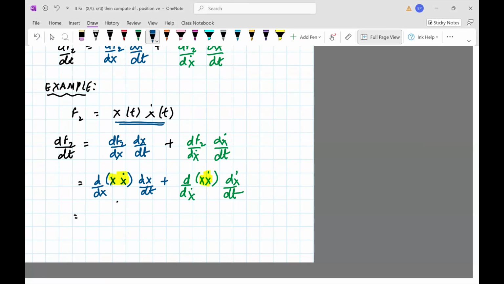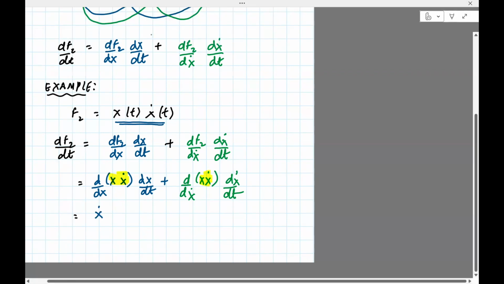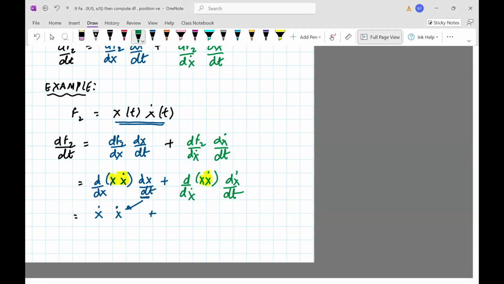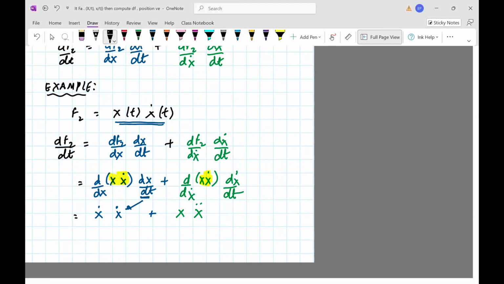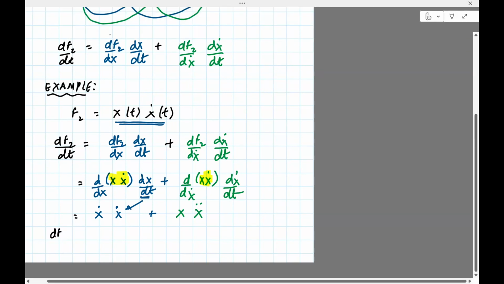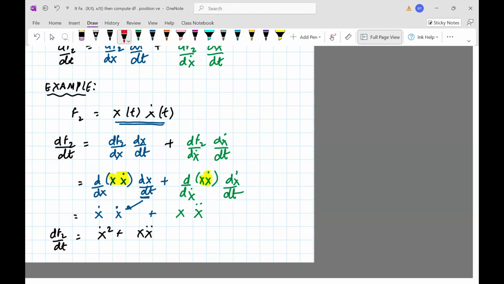Okay, for the first part, when I take the derivative of x times x dot with respect to x, x dot is a constant, and x is a variable. So the first part, you'll have dx with respect to dx, which is going to be 1, and x dot stays as it is. So this is just x dot all over again, plus the second one, where I treat x as a constant and take the derivative of x dot, so that'll be just x. And then dx dot dt is basically the derivative of velocity, which is acceleration. So my answer is df2 dt is x dot squared plus x times x double dot.